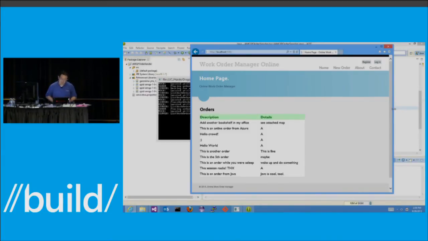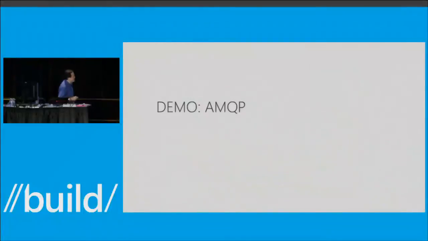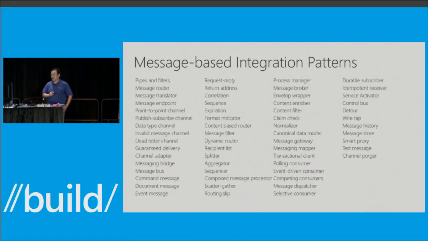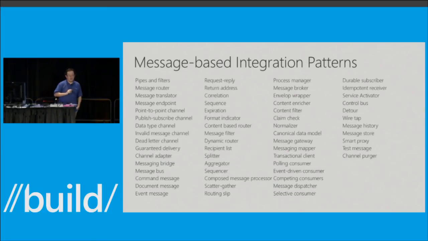So I think we only have 1 minute, and we have 4 more sprints. Let's see if we can do this. Okay. Sprint 4, that's what we did. We used AMQP to talk to our queue and manage message-based integration patterns. There are tons of them, hundreds of them. I encourage you to look into them. Basically, it covers most commonly seen scenarios you may face in the integration world.